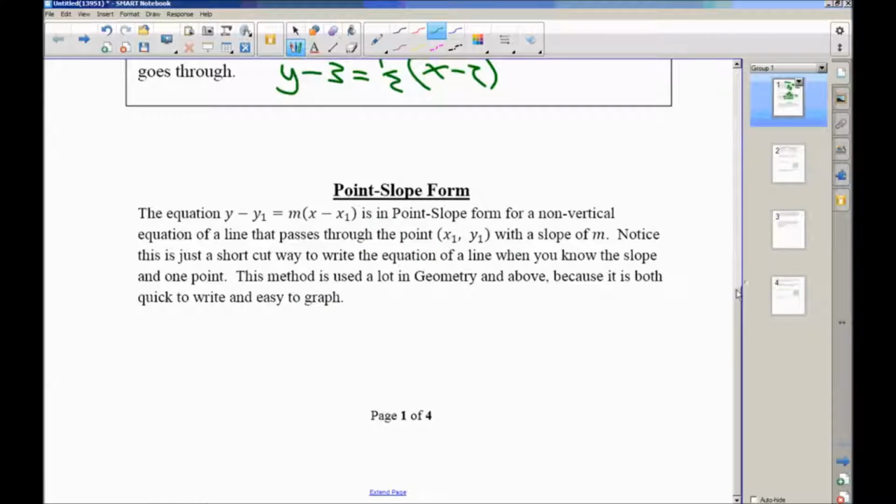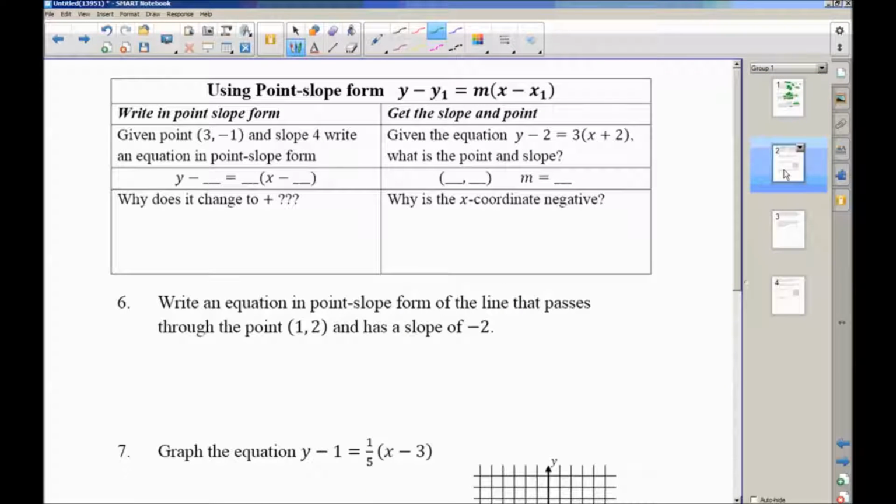So the equation y minus y1 equals m times (x minus x1) is point slope form for a non-vertical line. For a vertical line, it's not going to work because we can't put undefined in for m there. It's the equation of a line that passes through the point (x1, y1) with the slope of m. Notice this is a shortcut way to write the equation of a line when you know the slope and one point. This method is used a lot in geometry and above, okay? Because it's both quick to write and easy to graph. All right?